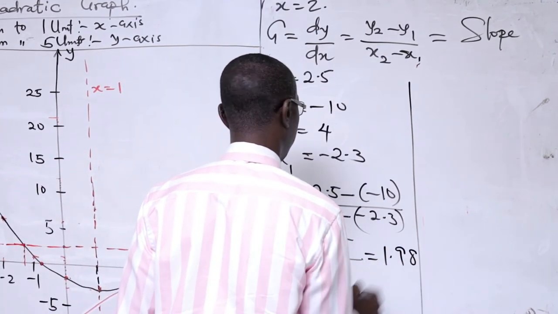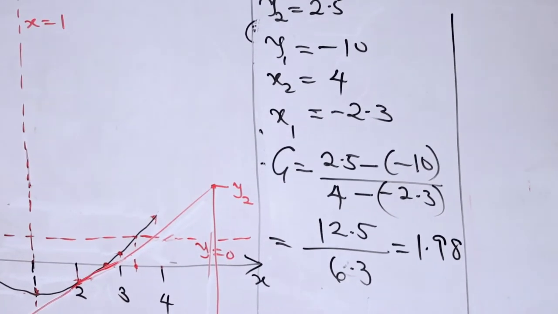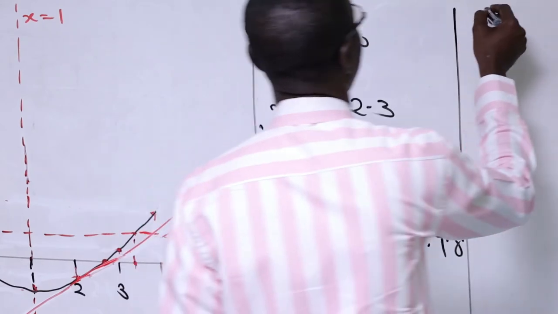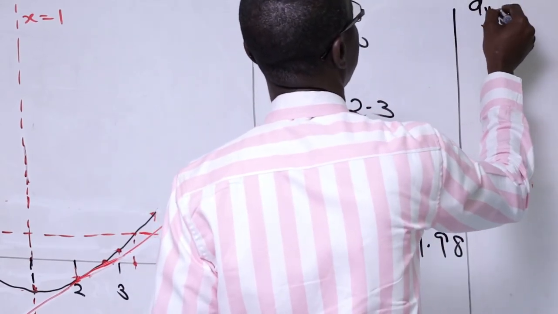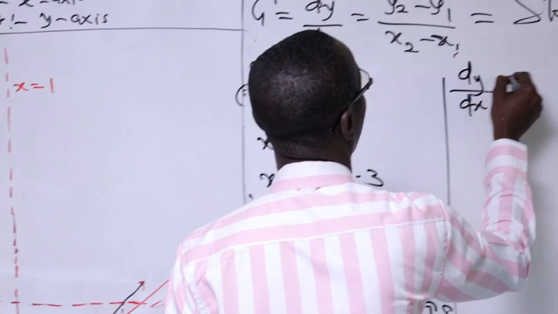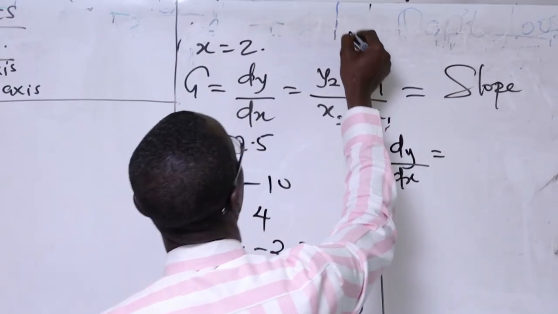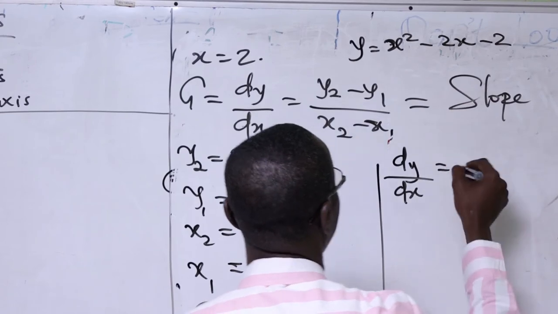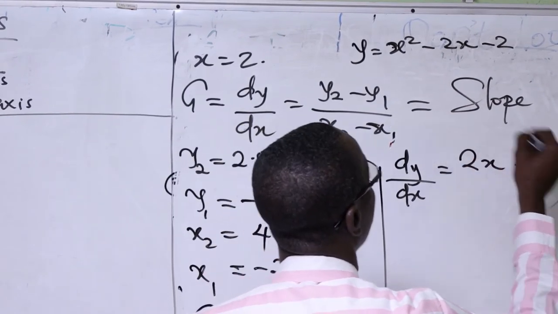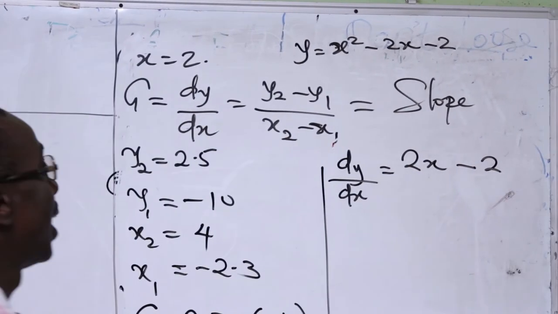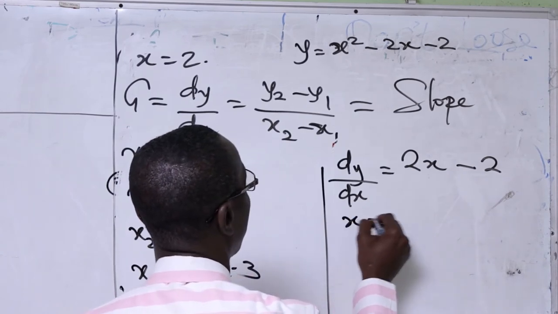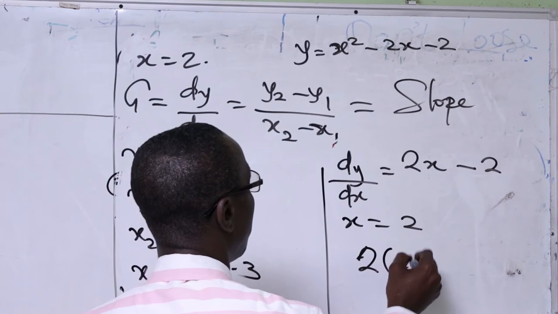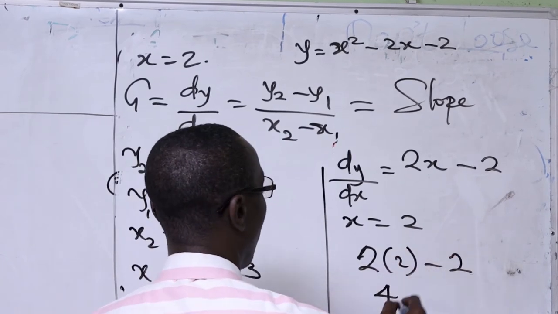But what's the actual value of the gradient? If y is equal to x squared minus 2x minus 2, dy/dx will be 2x minus 2, right? Yes, sir. So when x is equal to 2, gradient will now be 2 into 2 minus 2. This is 4 minus 2, and that is 2. So the person that got 1.98 should be appreciated.